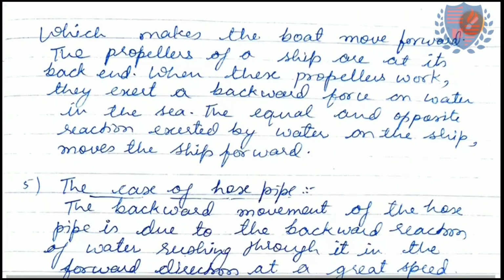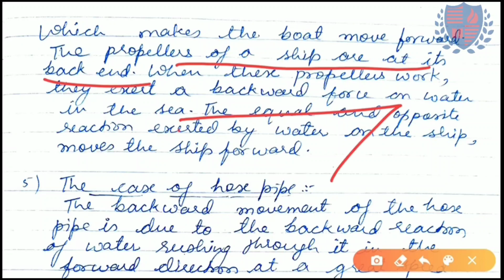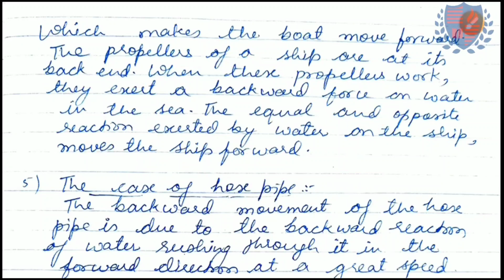Now what if there is a ship? The propellers of a ship are at its back end. Whenever big ships are there, the propeller is always at the backward end. They exert a backward force on the water in the sea, and the equal and opposite reaction exerted by the water on the ship moves the ship forward.